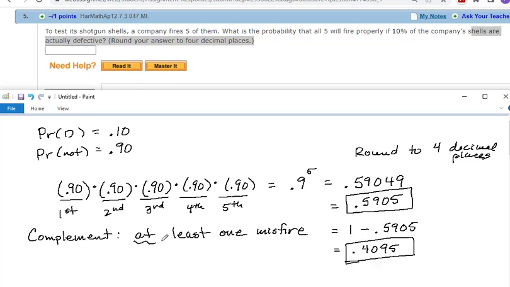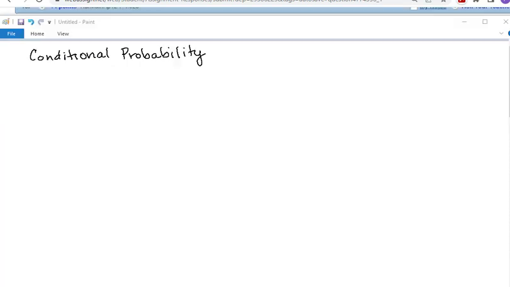So watch out for this at least one. At least one misfire is the complement of all 5 firing correctly. In the homework you will use probability trees, and you'll also use complements to find probability. I want to talk to you about what's called conditional probability, and it uses the word given.